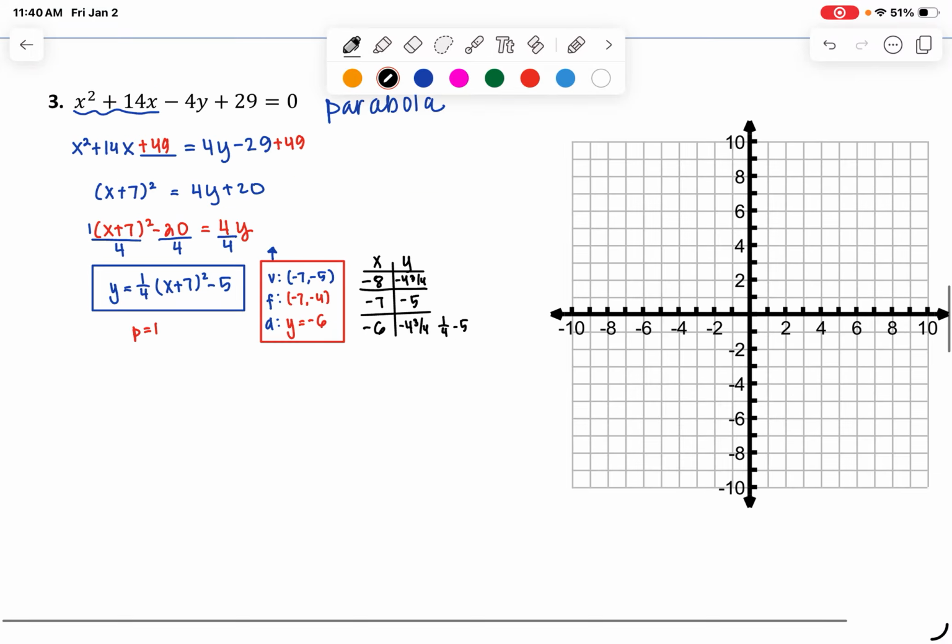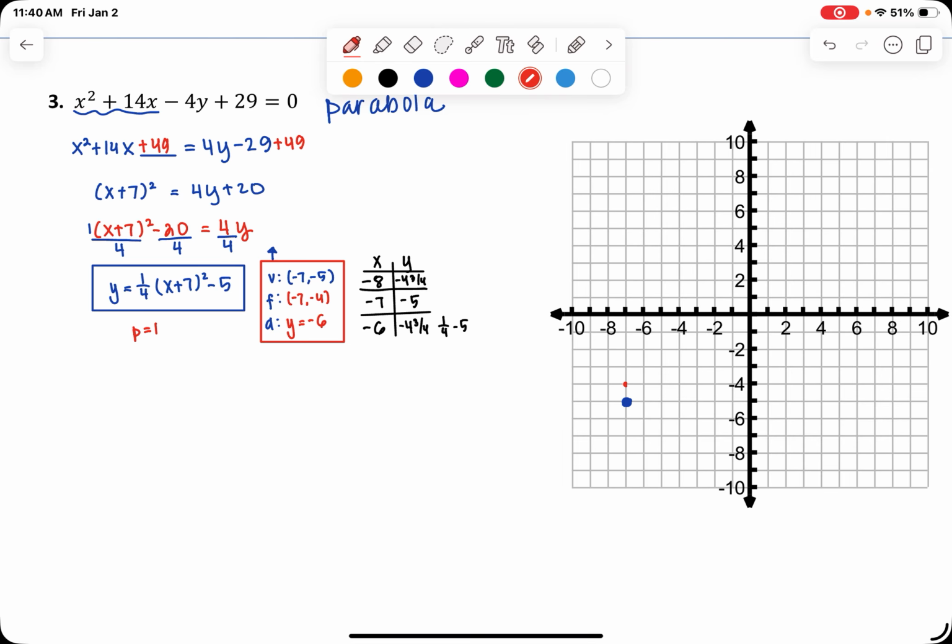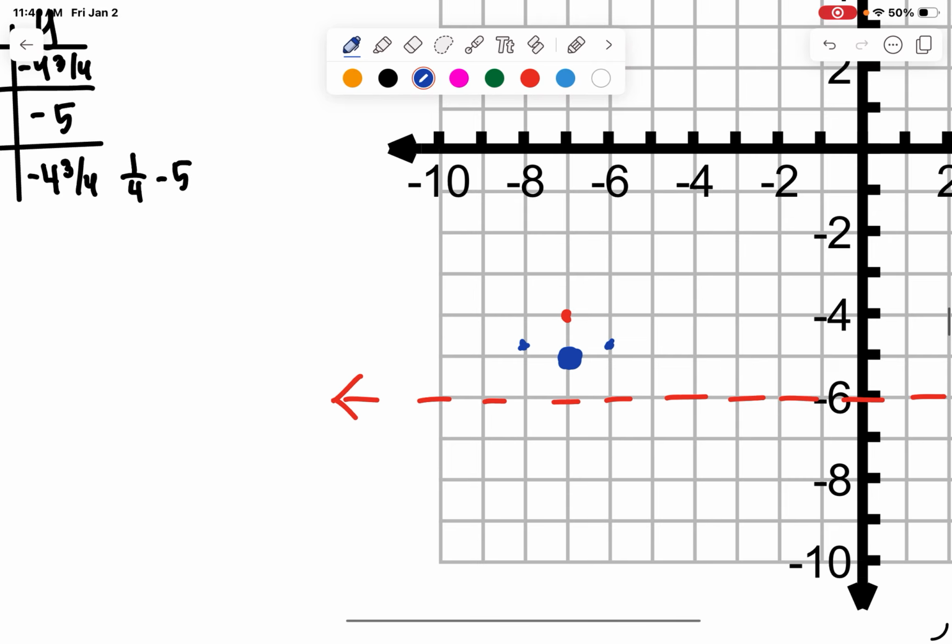All right, I'm going to go ahead and graph this information. I have -7, -5 for my vertex. My focus is at -7, -4. My directrix is at y equals -6. And then I also have the points, -6, -4 3/4, and its reflection. So I have this upward facing. If I had $1 for every time that happened to me, I'd have a lot of dollars. All right, there is my upward facing parabola.